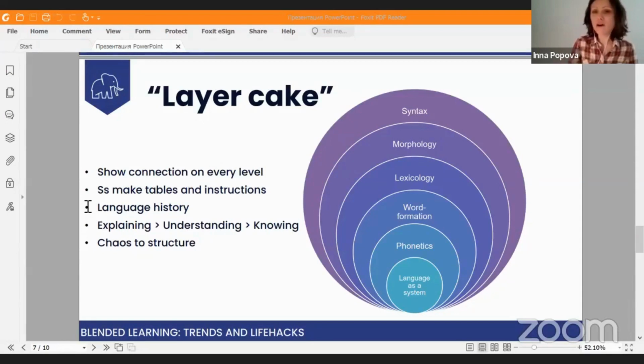So the chaos of various rules, hundreds of exercises, not connected, like disconnected items of knowledge become a structure. And they can always see this structure because I always remind them of the structure.